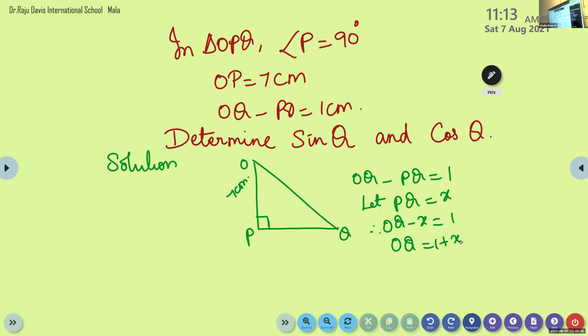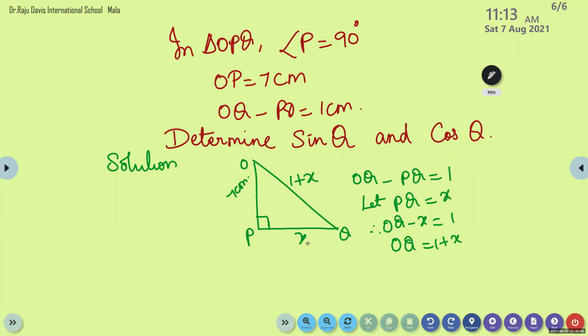Here only one side is given and the other two sides are not given. Instead, one relation is given: OQ minus PQ is 1. So we take PQ as X. Then OQ minus X is 1, therefore OQ is 1 plus X.